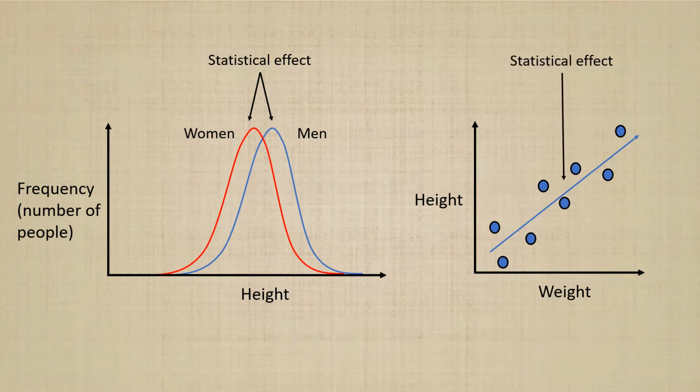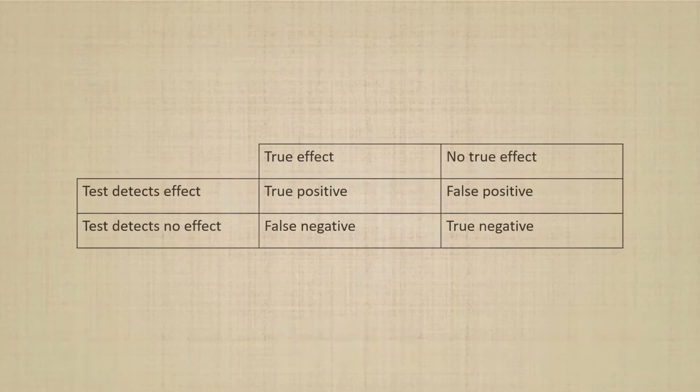A statistical test can have four possible results: a true positive, where the test detects a real effect; a true negative, where the test correctly finds that there is no effect; a false positive, where the test detects an effect which is not real; and a false negative, where the test fails to detect a real effect.